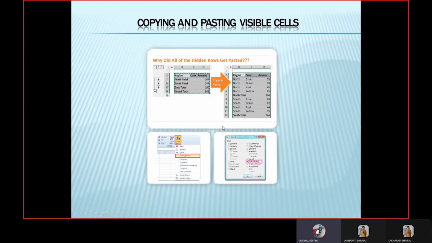So if some cells, rows or columns on a worksheet do not appear, you have the option of copying all cells or only the visible cells. By default, Excel copies hidden or filtered cells in addition to visible cells. As we can see over here, Excel has copied all the hidden and visible cells both.